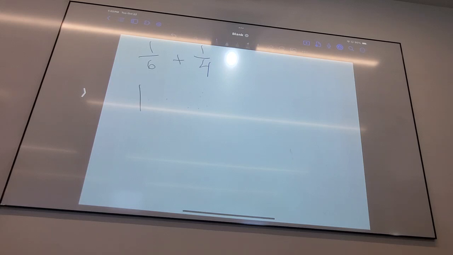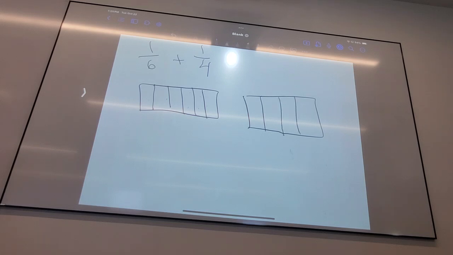So just to go through this a little quickly. 1, 2, 3, 4. That's a little better. 1, 2, 3, 4. And then 1/4, about the same size. 1, 2, 3. Okay. So 1/6, 1/4.